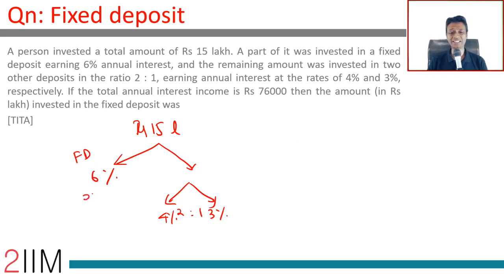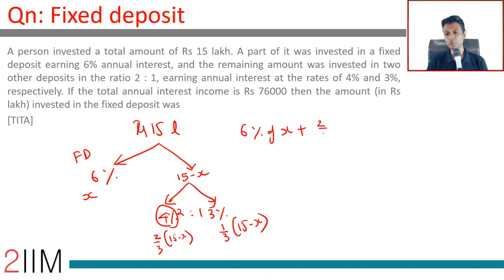Let's say X lakhs is invested here. Then 15 minus X is invested there. So what will be invested at this percent? 2/3 of 15 minus X. At 3% is 1/3 of 15 minus X. We are through. 6% of X plus 2/3 of 15 minus X into 4% plus 1/3 of 15 minus X into 3% equals 76,000. But remember, this is in lakhs, that is in 1000.